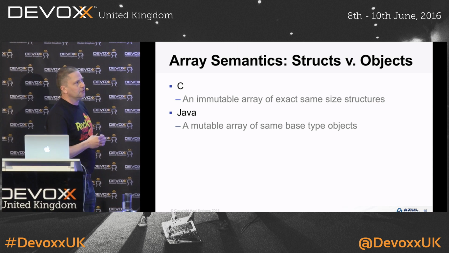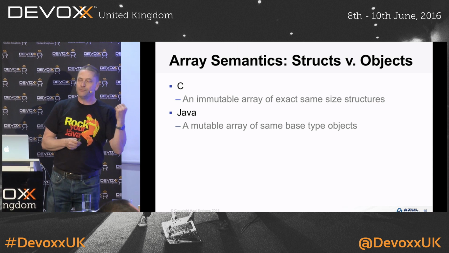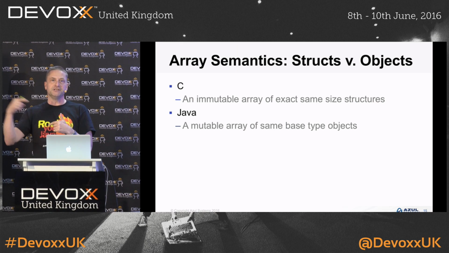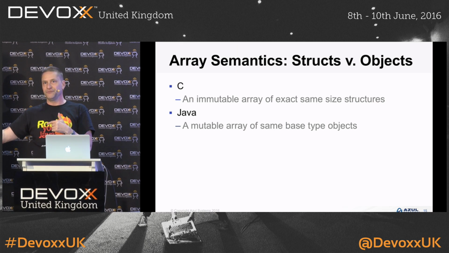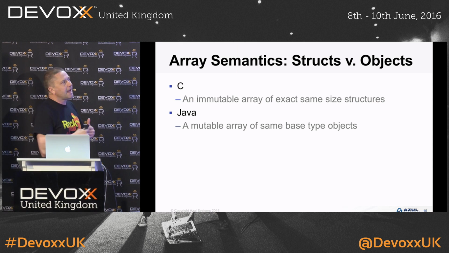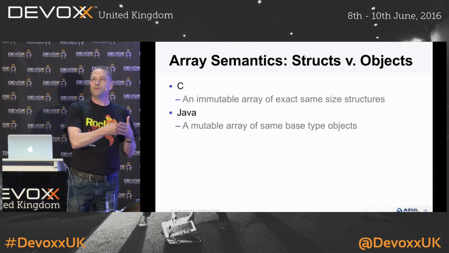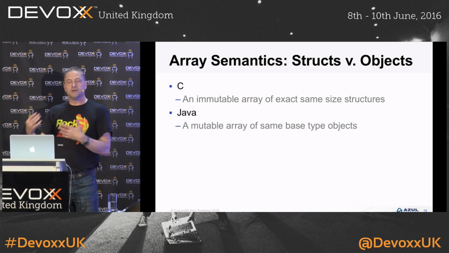In Java, what we're dealing with is different. We're dealing with a mutable array, because we can change the references that are stored in that array to different objects of a different type, which could be a subclass, and of the same base type objects. So they don't have to be the same objects. As I say, we could use subclasses, doesn't matter.